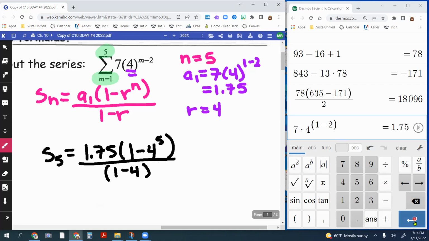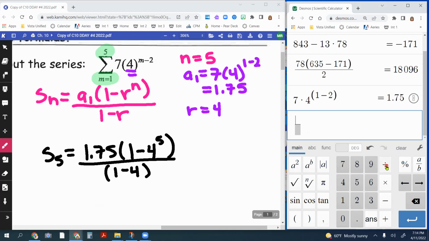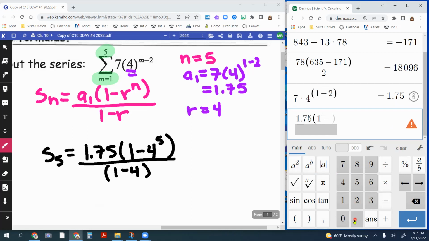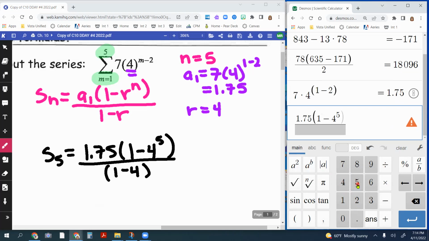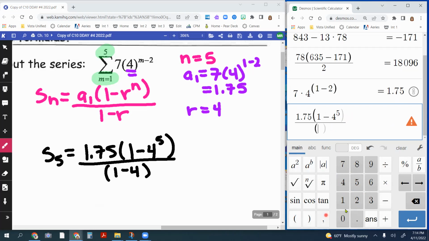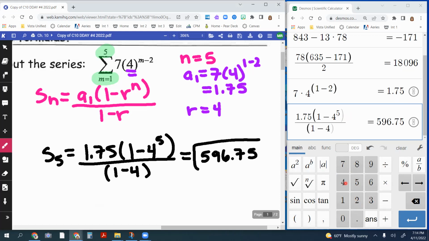Okay. So when I work that out, 1.75 times the quantity 1 minus 4, raised to the power 5, and then divided by the quantity 1 minus 4. And I end up getting 596.75 as our sum.